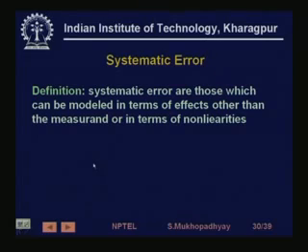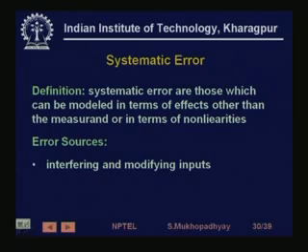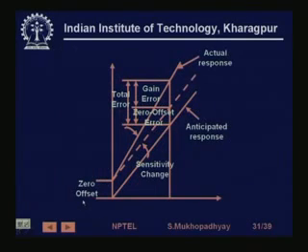So systematic errors are those which can be modeled in terms of effects other than the measured, so modifying and interfering inputs, or in terms of nonlinearities. Sometimes we want to simplify a model, we want to use the instrument simply. So even if we know that the instrument is nonlinear, we sometimes say that it is going to be linear with this much kind of error within this accuracy level. That is sometimes a simpler specification to use rather than going through nonlinear functions. So error sources are interfering and modifying inputs or nonlinearity errors.